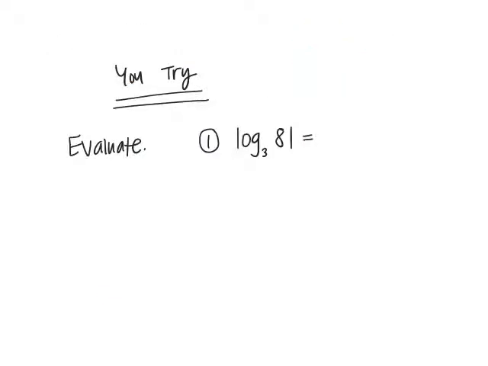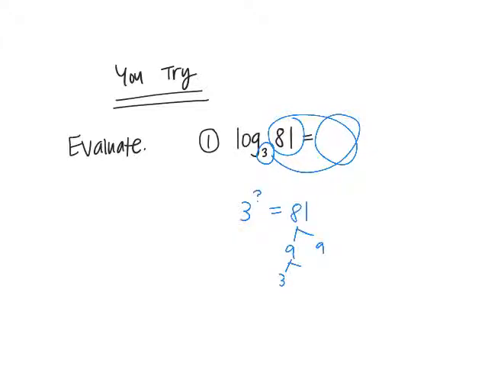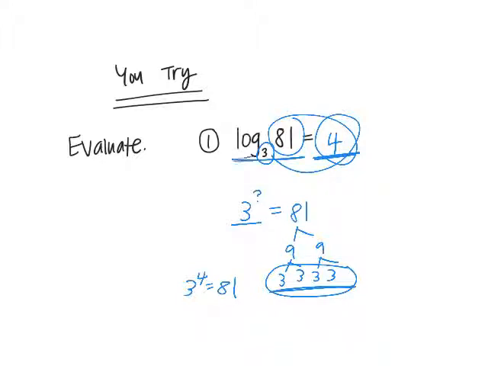So you try this problem. What is log base 3 of 81? So the way to do this is to think 3 to the what power gives you 81. Well, 81 is 9 times 9, 3 times 3 times 3 times 3. So notice that you're multiplying 3 by itself 4 times. So 3 to the 4 gives you 81, therefore the logarithm is equal to 4. Remember, the logarithm is the exponent. So log base 3 of 81 equals 4.